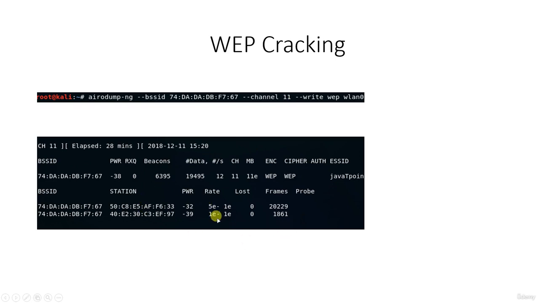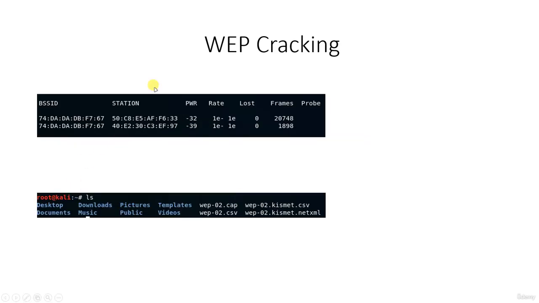This is a busy network, and the data shows the number of useful packets that contain different IVs, and we can use them to crack the key. If the number is higher, then it is more likely to crack the key for us. In this scenario, we can see the client here.